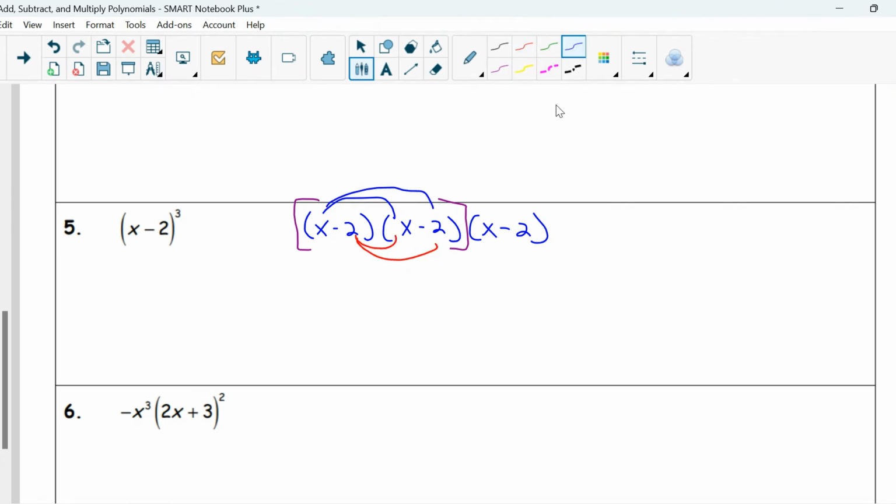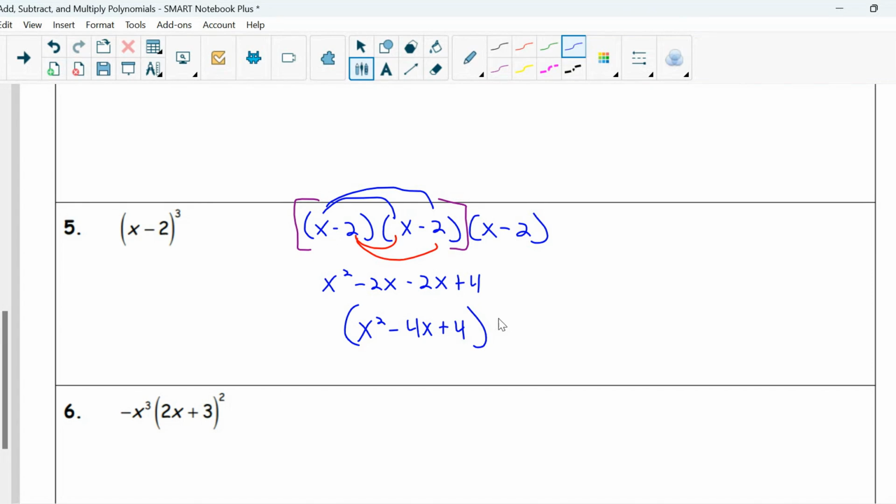inner, last. So x times x gives me x squared. X times negative 2, negative 2x. Negative 2 times x, negative 2x. Negative 2 times negative 2 gives me positive 4. Okay, I'm going to simplify this, combine my x terms. So I've got x squared minus 4x plus 4. Okay, that's my first set of multiplication there.